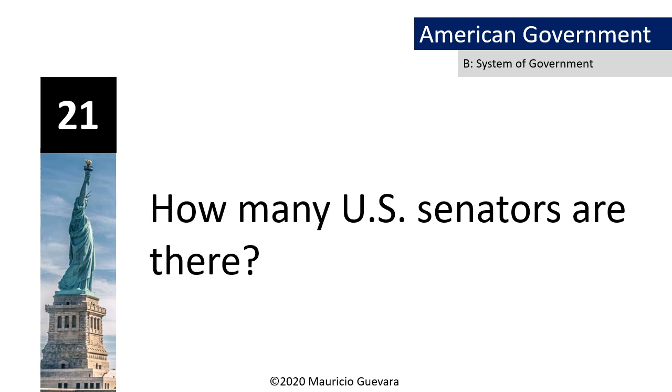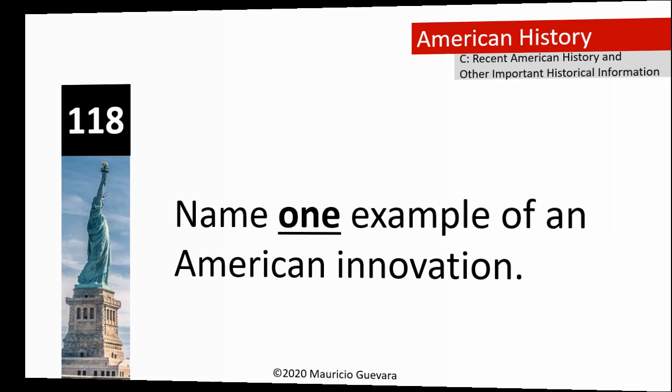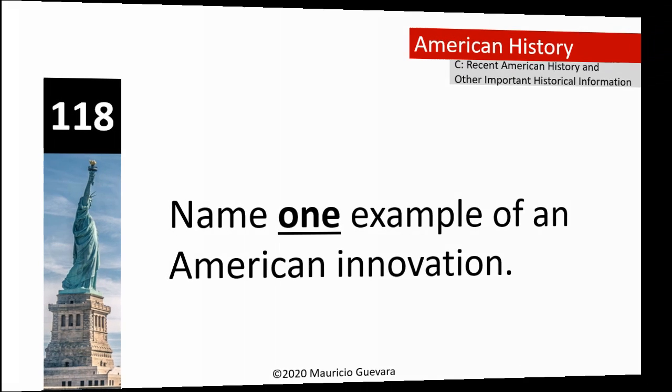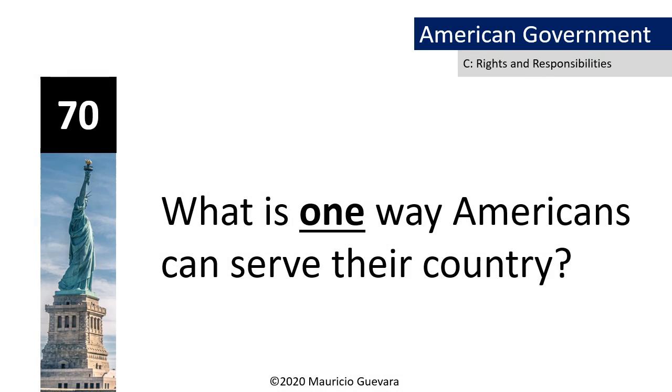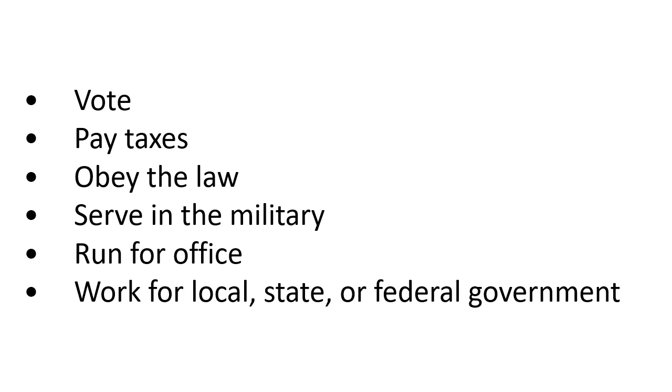How many U.S. senators are there? 100. Name one example of an American innovation. Airplane. What is one way Americans can serve their country? Vote.